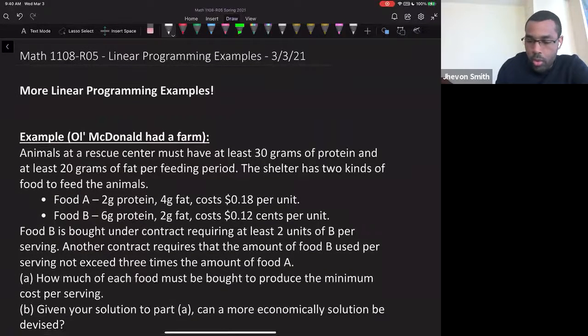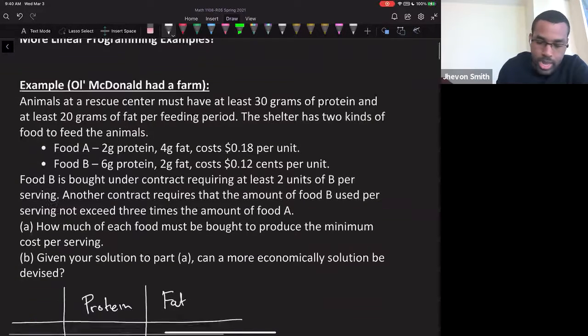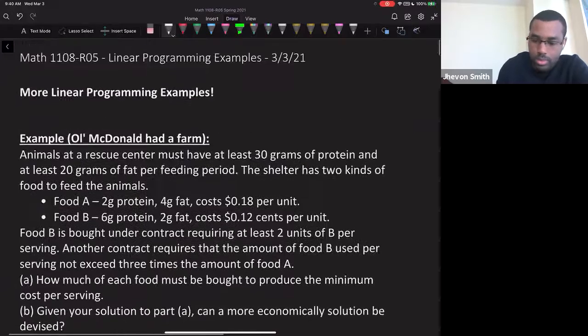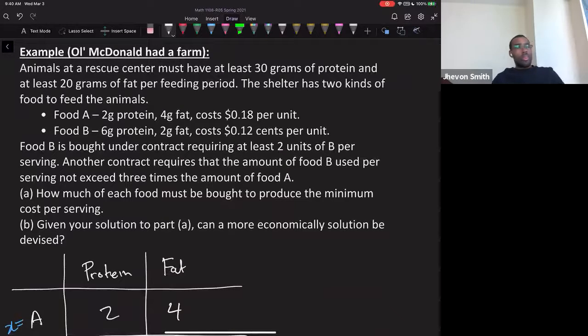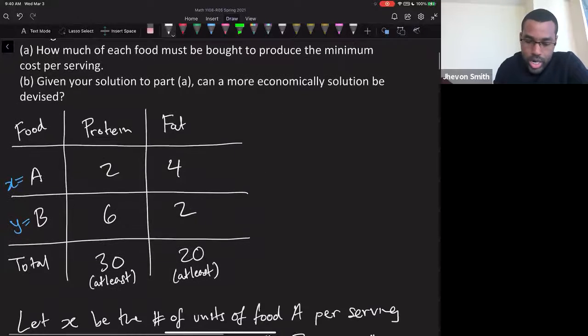Per serving, I want the total to be at least 30, so there's going to be a 30 down here, at least. And for serving of fat, I want at least 20. So, yeah, we have that table. This is the food. Right, so that's kind of getting that out of the way. This is the nutrition content.